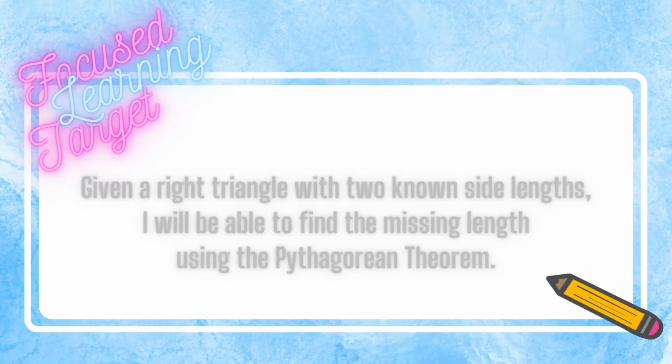Remember to write down the learning target. Today's FLT is the following. Given a right triangle with two known side lengths, I will be able to find the missing length using the Pythagorean Theorem.